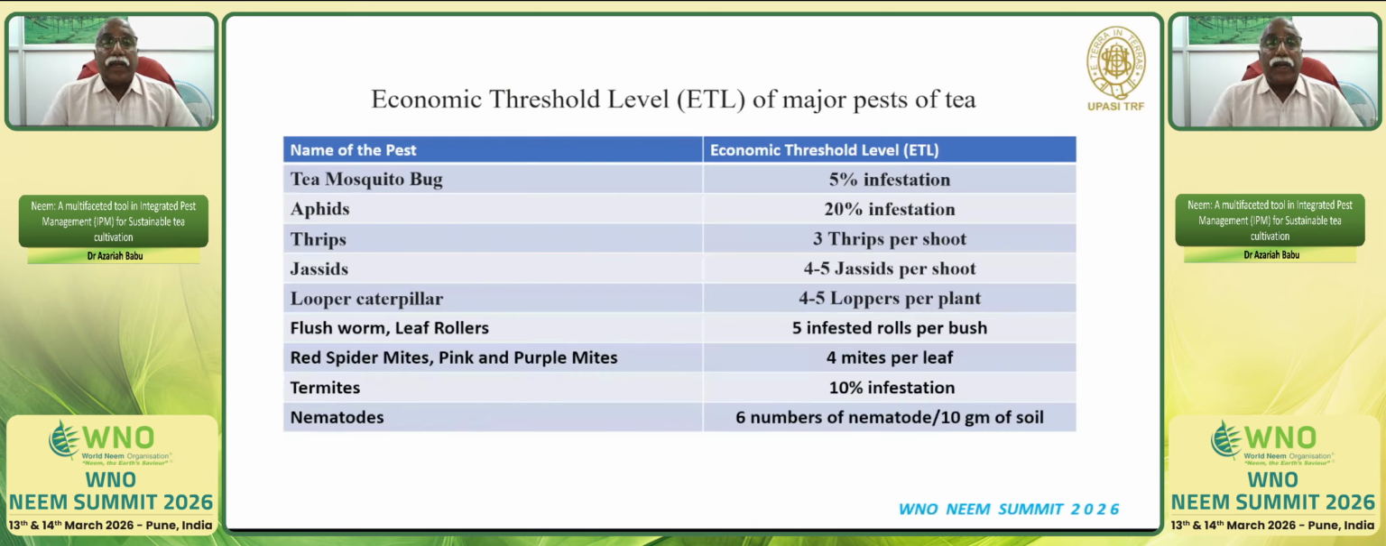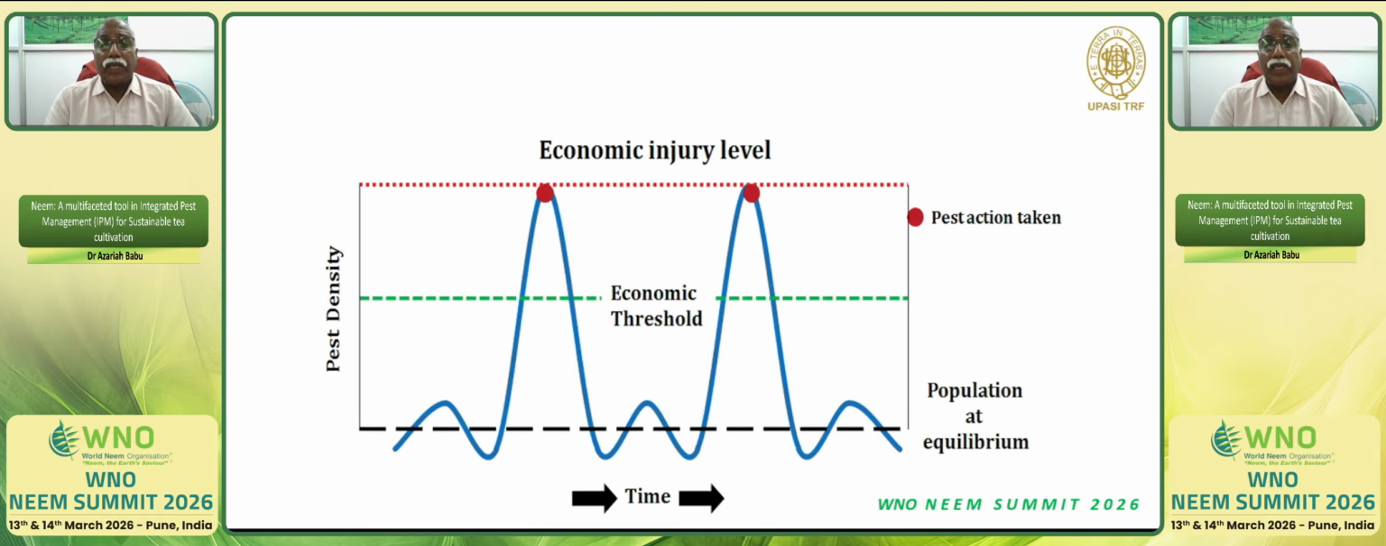This slide shows the economic threshold level of the major pests I have mentioned: the tea mosquito bug, aphids, thrips, jassids, and looper, and their ETL is given on the right-hand side. Based on the economic injury level that we have worked out, we need to take appropriate control measures by not allowing the pest to go beyond the economic threshold level.